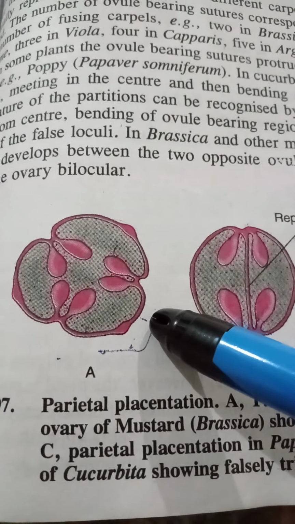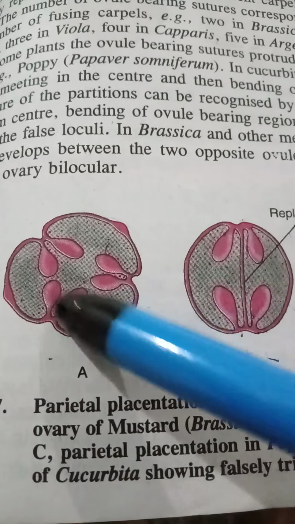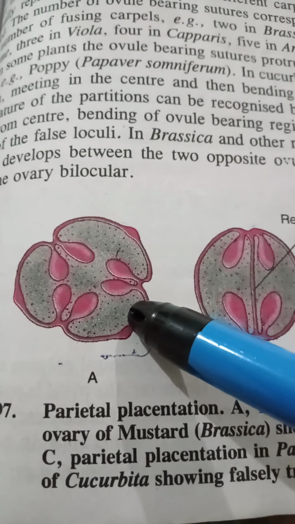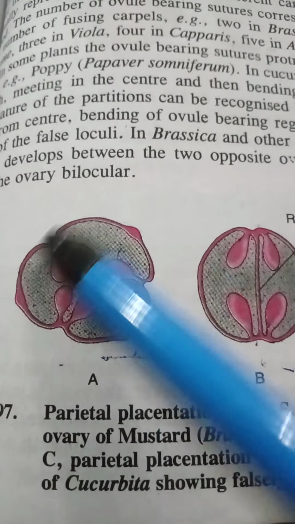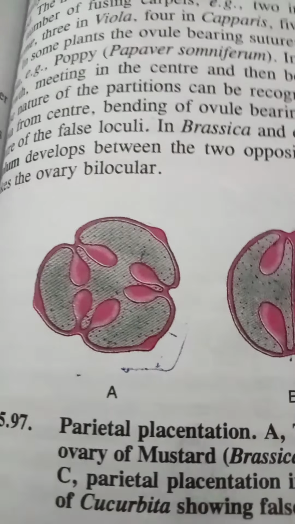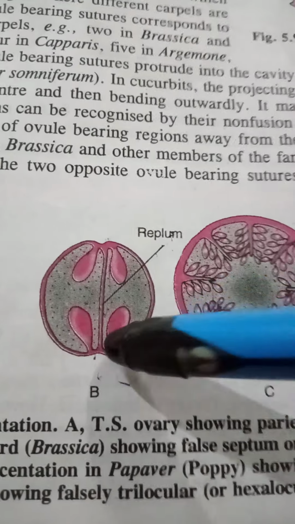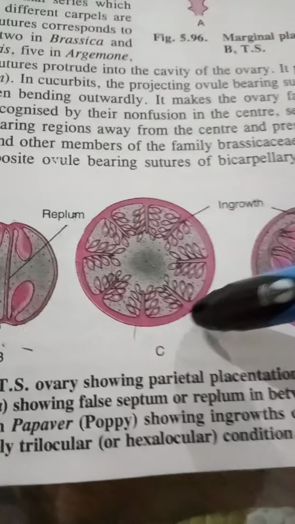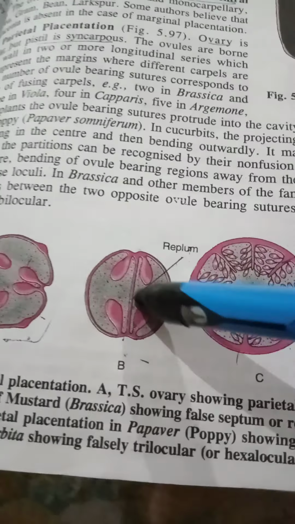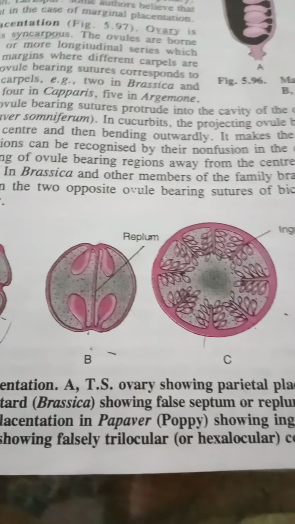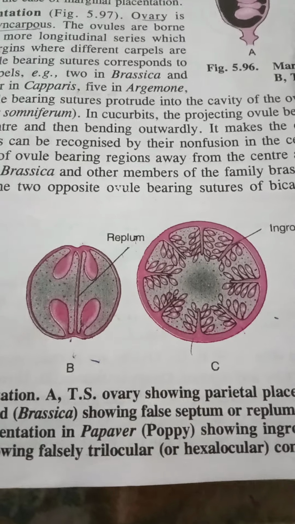As you can see in this diagram, the ovules are developing from the wall of the ovary, isn't it? So this is the ovary, and from the wall it is developing. This is parietal placentation. Here also you can see from the walls. These are different types observed in different plants, and all these indicate that the ovules are developing from the wall of the ovary.